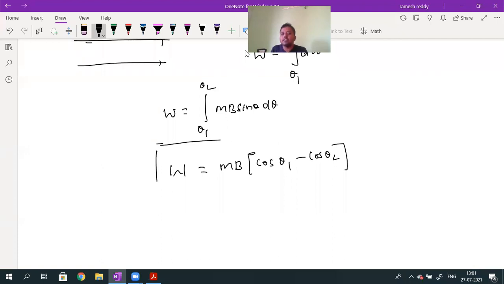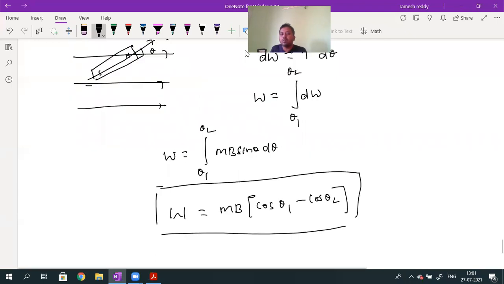So this is the expression for what? Work done for rotating the bar magnet from the initial position θ1. Initially the bar magnet is making an angle θ1 with B bar. If you want to rotate the bar magnet through an angle θ2, the work done is given by m into B into cos θ1 minus cos θ2.